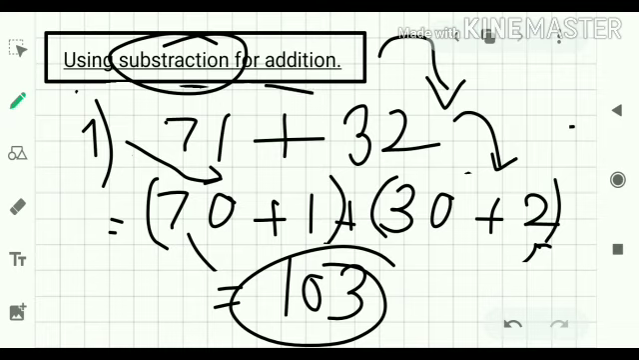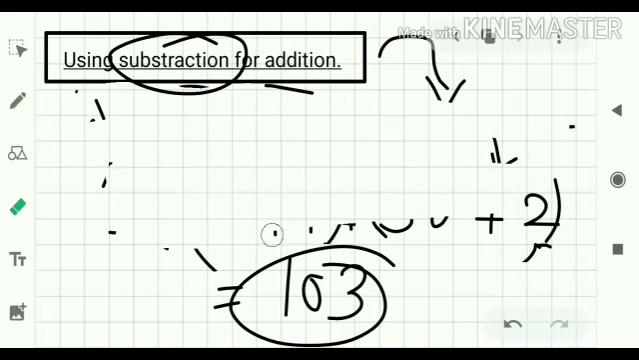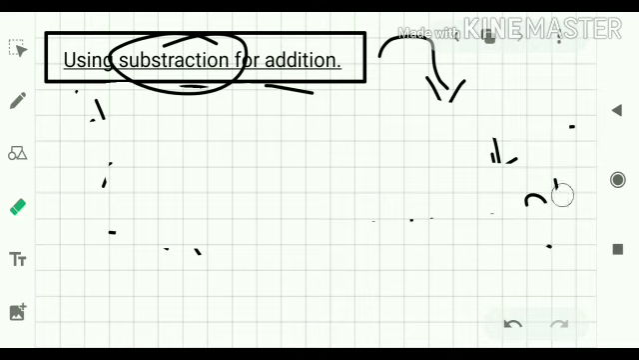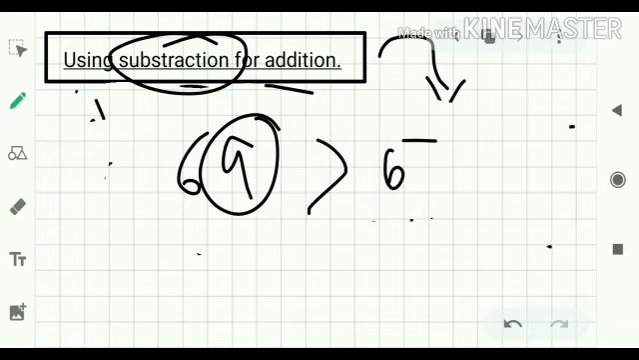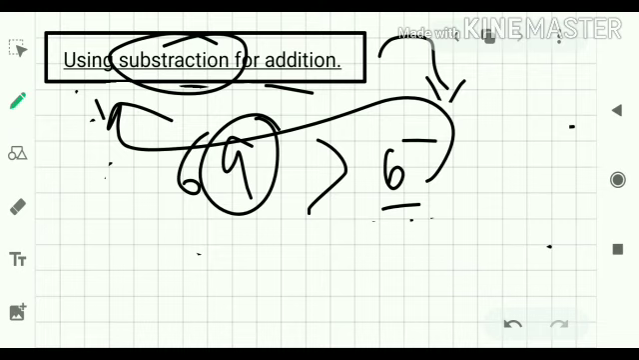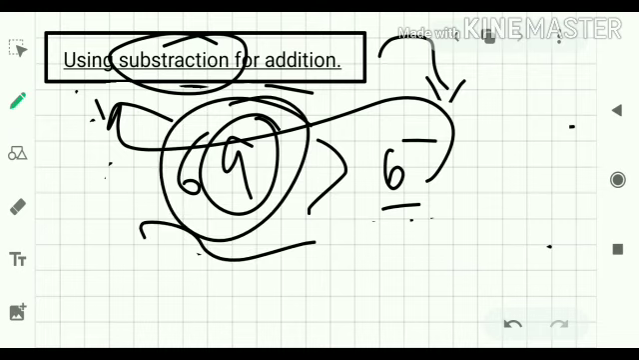So if we have a look at the previous case, which was the numbers which have units place greater than 5, all in all, we can say that the numbers which have unit place greater than 5 are actually applicable for using this technique. So these numbers can be added by using this technique.